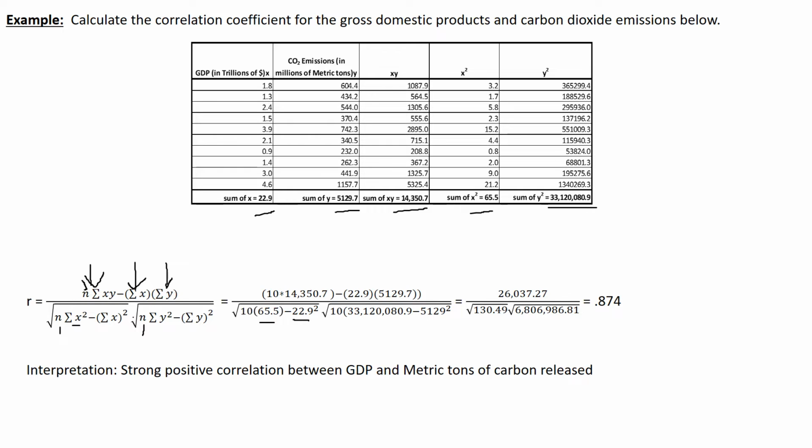Same thing with the y. N times the sum of y squared, which is 33,120,000.9, minus the sum of y, which is 5129, squared. Those answers are these incredible sets of numbers here. But in the end, when I divide it up, I get a correlation coefficient of 0.874. Now remember, 1 is a perfect positive correlation, -1 is a perfect negative correlation, 0 is no correlation. So 0.874 is close to a positive correlation. It's almost a perfect correlation. In other words, the higher the GDP, in this case, the higher the CO2 emissions.